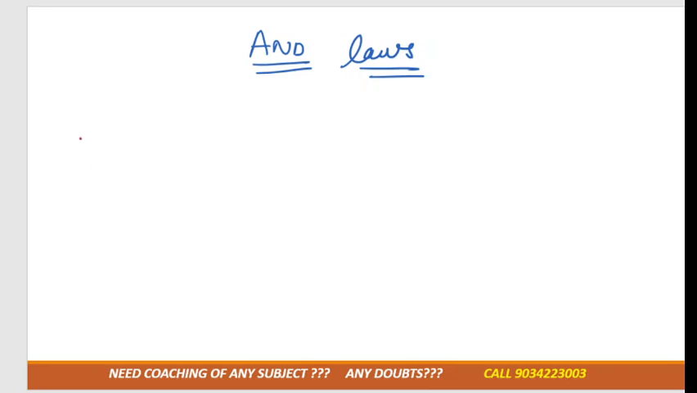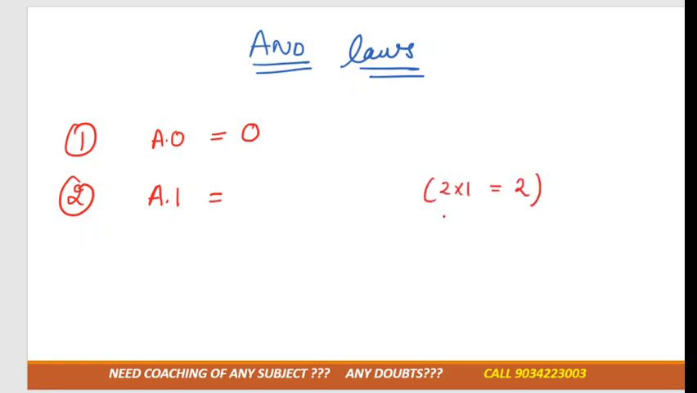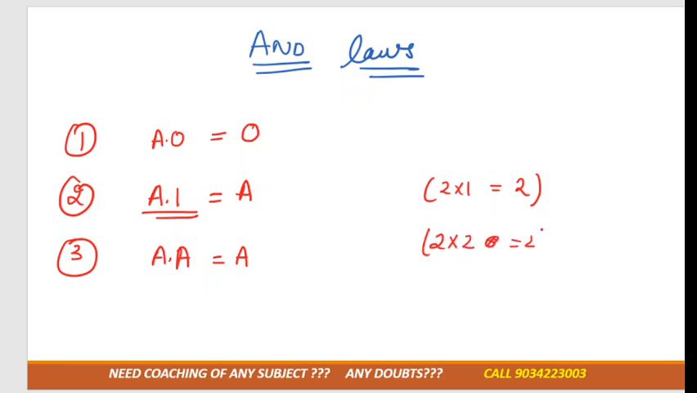In maths also you have A dot 0. If you multiply anything with 0, that would be equal to 0 only. So A dot 0 is 0 only. The second AND law, AND law means we need to multiply only. A dot 1. In maths also, if you multiply 2 into 1, that would be equal to 2, the same number. In this also A dot 1 is equal to A only. But here it is a little bit different, like A dot A is equal to A only. In maths it's not the same, right? 2 multiplied by 2 is not equal to 2, correct?